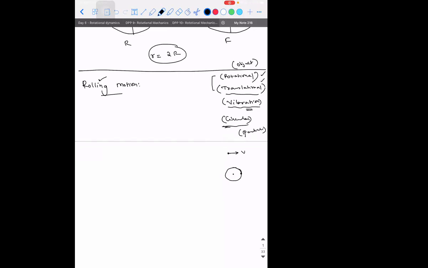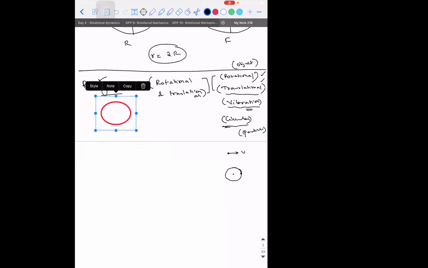When can I say an object is rolling? When it's undergoing rotational and translational motion. Very good. When an object has both rotational and translational motion, the combination of rotational and translational motion is what we call rolling motion. That is according to the definition. Now, if I have to observe it diagrammatically, how is it going to be?